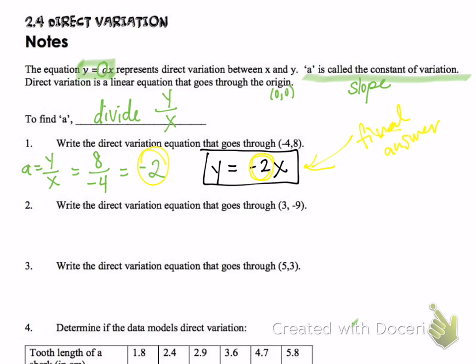So number 2, write the direct variation equation that goes through 3, -9. So a equals y over x. So -9 over 3 reduces to -3. So my final answer would be what? Y equals -3x. Good.